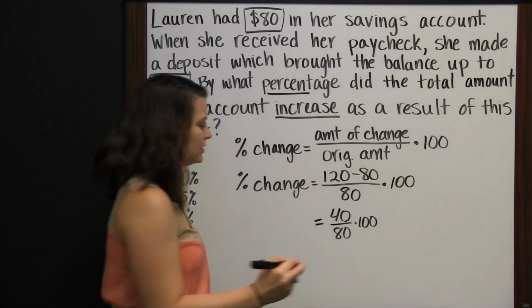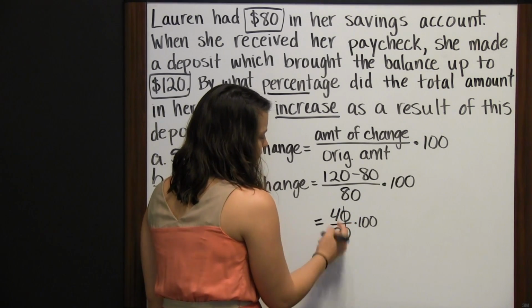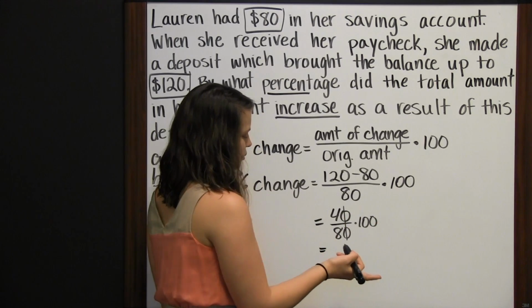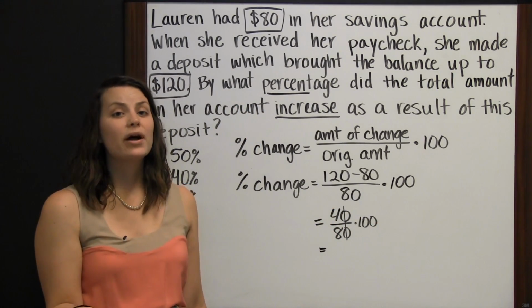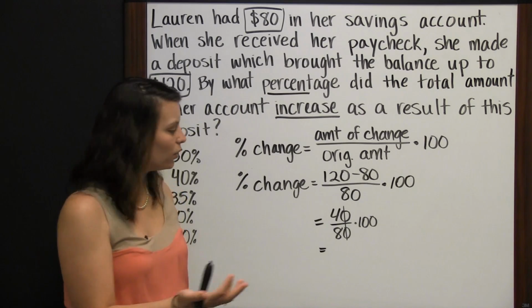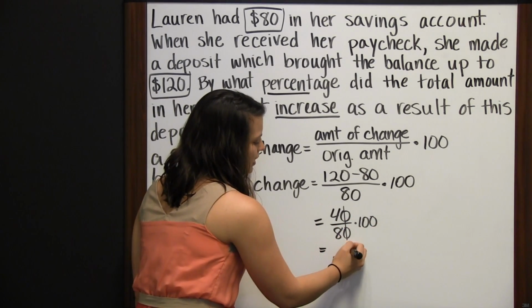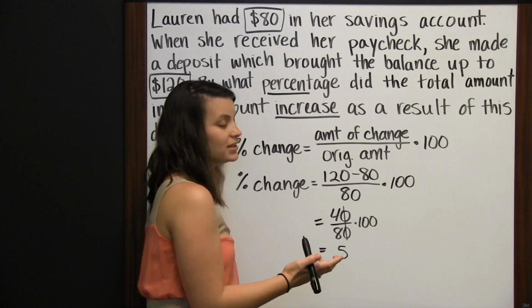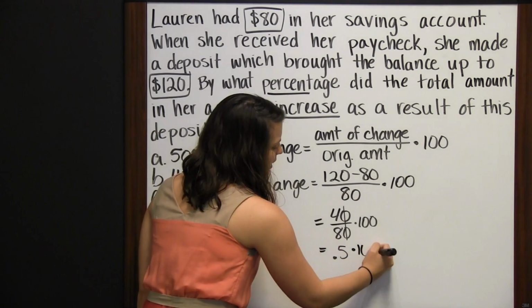To simplify this, we can first cancel a 0. So we have 4/8 times 100. And 4/8 can be simplified to 1/2, or since we want to change it to a percent, 5/10, which again is equivalent to 4/8 or 1/2. So we multiply that times 100.